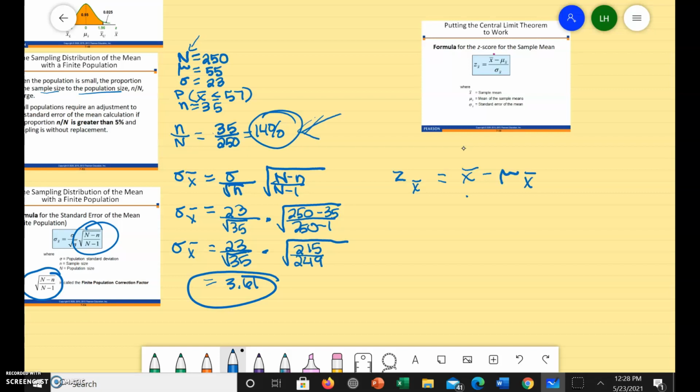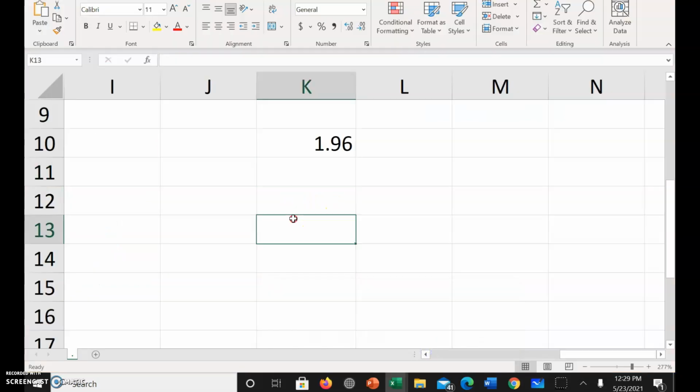And I believe after we get the z-score, we're going to look it up in Excel. Okay, so our sample mean that we're looking for in this whole problem is 57. So 57 minus the mean of the sample means, which is 55, divided by the standard error of the mean with the finite population correction factor. So you get 0.55. So let's look up the probability.